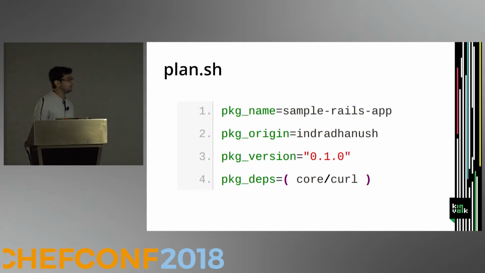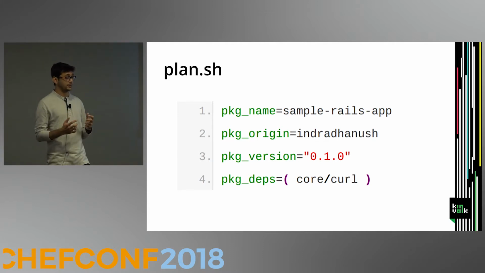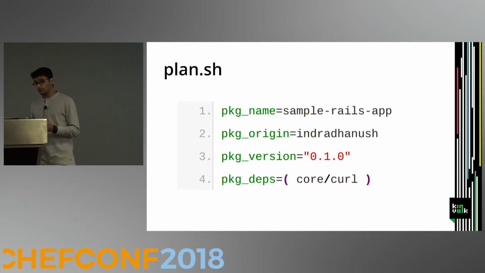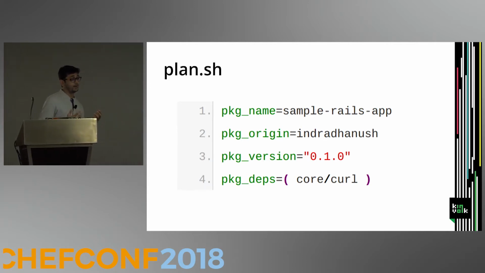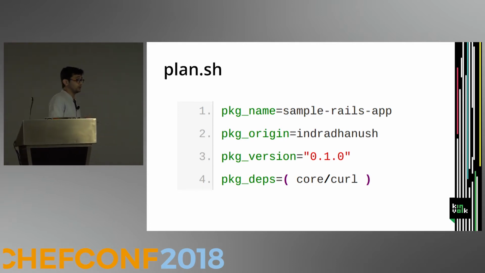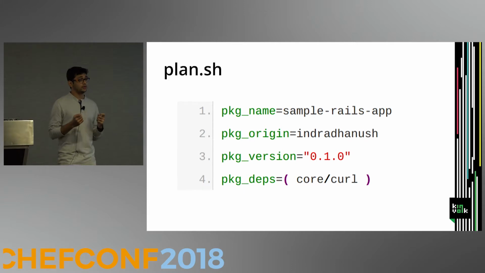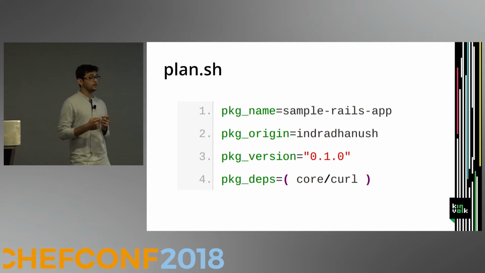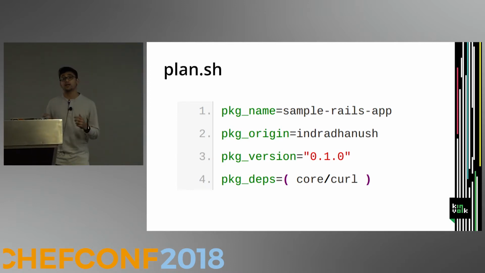A typical plan file might look something like this, although this is a fairly minimal example. Line number 1 and line number 2 are the name of your Habitat package, the origin to which it belongs, and the version. However, the most important line here is line number 4, which, if you take a close look, is core/curl. Core here is yet another Habitat origin, and curl is the name of yet another Habitat package. That means your Habitat dependencies are other Habitat artifacts themselves.